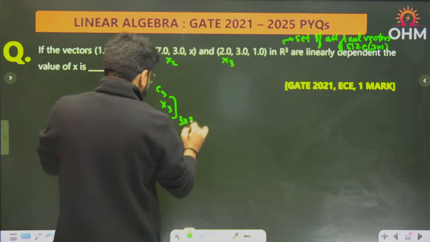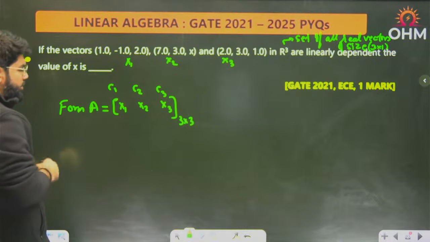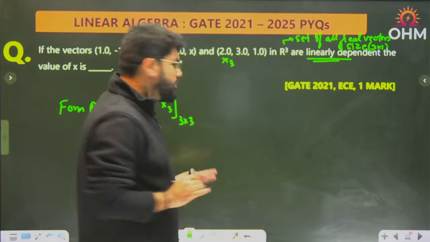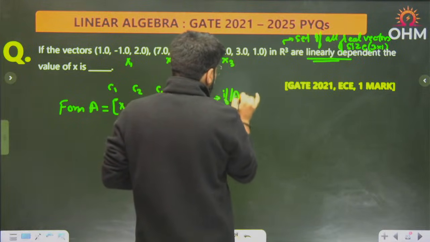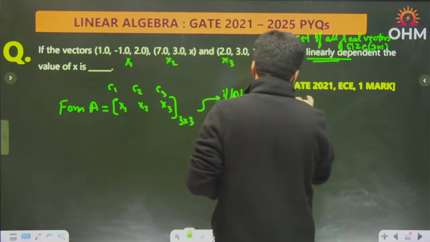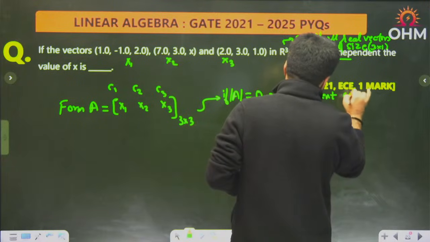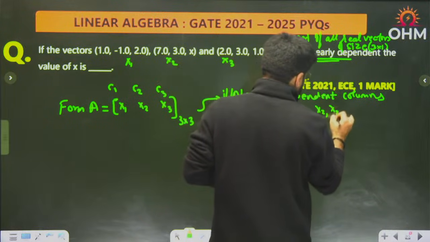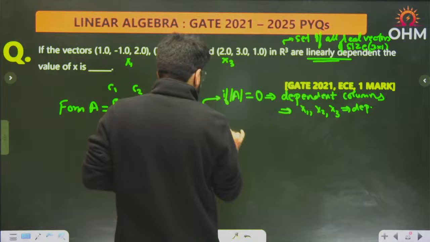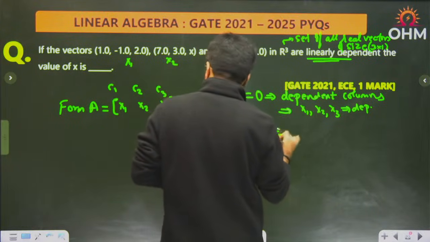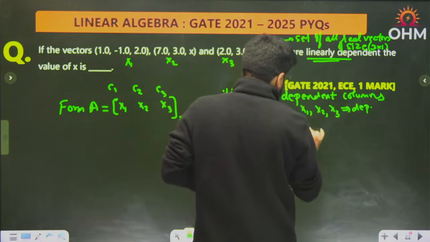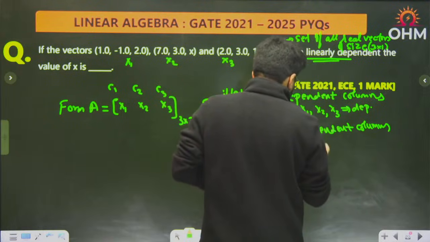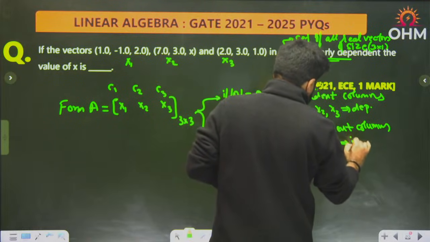In this current question, the matrix will be 3 cross 3 because all the vectors have 3 elements. The vectors will be linearly dependent or independent based on the determinant of the matrix. If the determinant of the matrix is 0, the matrix has dependent columns or dependent rows, and that means the vectors x1, x2, x3, which are the columns, are said to be dependent. But if the determinant is not equal to 0, the columns are linearly independent, so x1, x2, x3 will be known as independent.